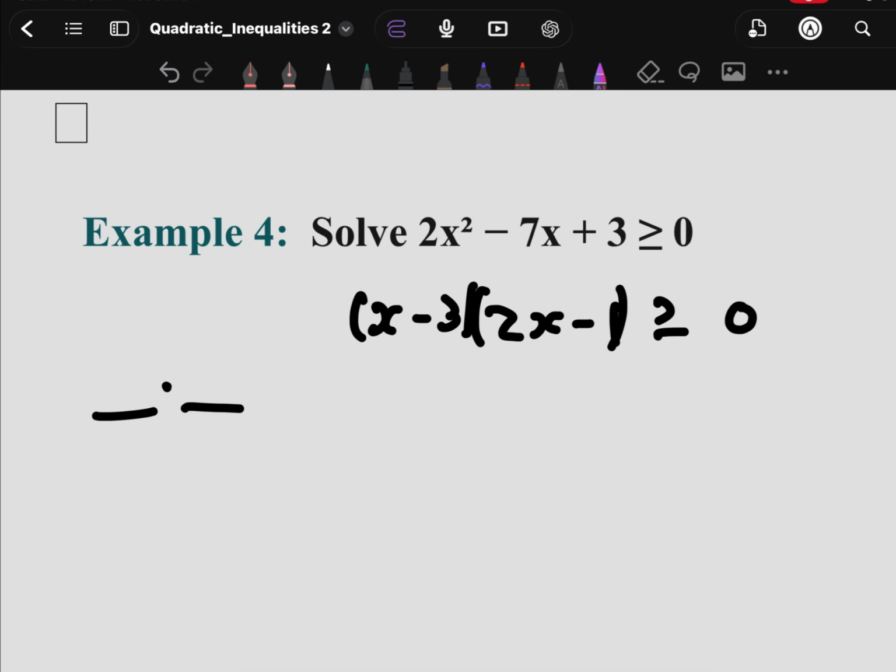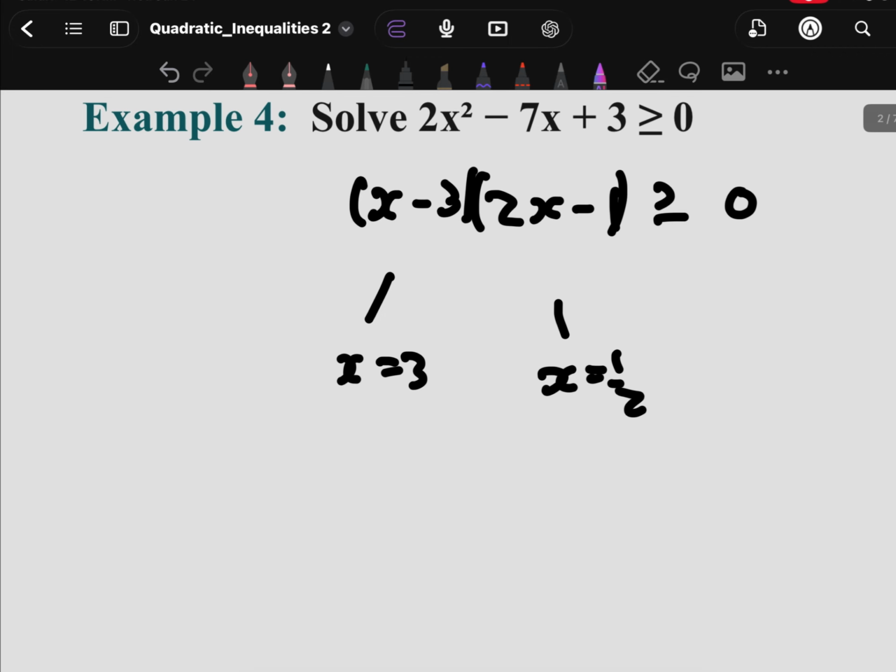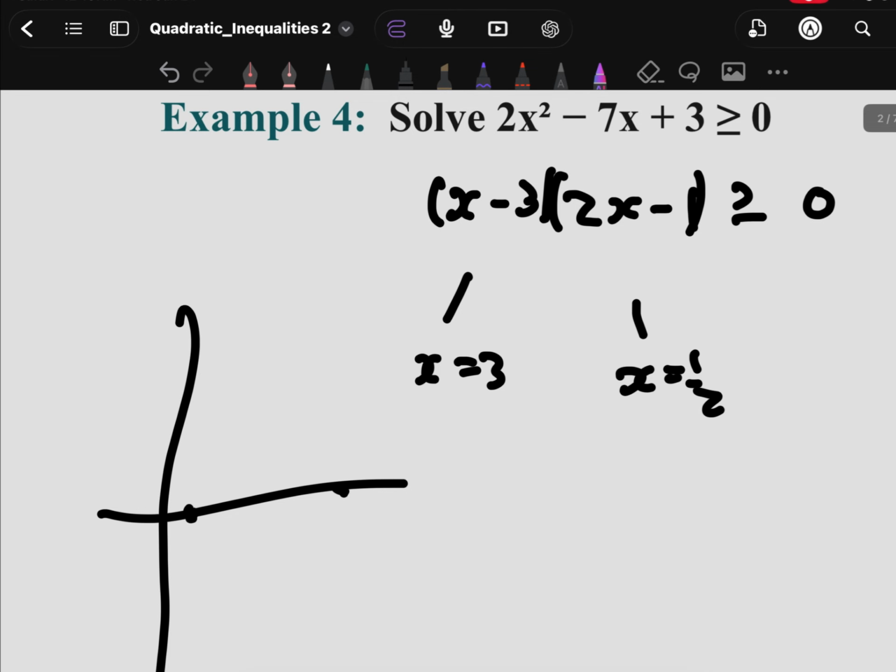You can do the multiply by, you can do the idiot's method if that's taught to you, or whatever method's taught. This is x equals 3 and x equals 1 over 2. Since it's greater than or equal to 0, we can have our little values here, 0.5 and 3. Again, show it where it's greater than 0, which is up here.